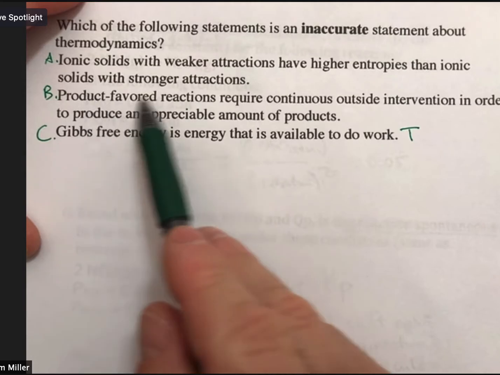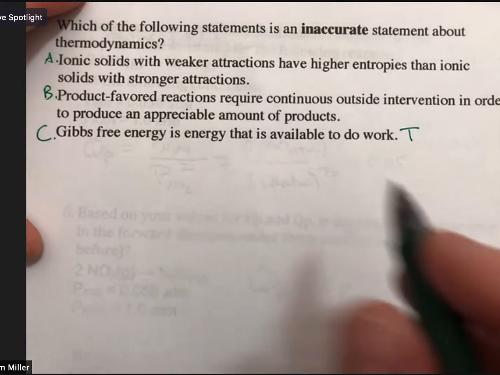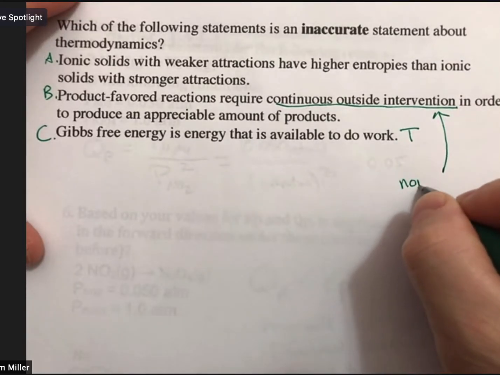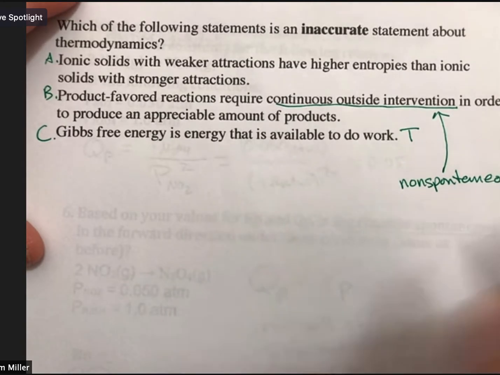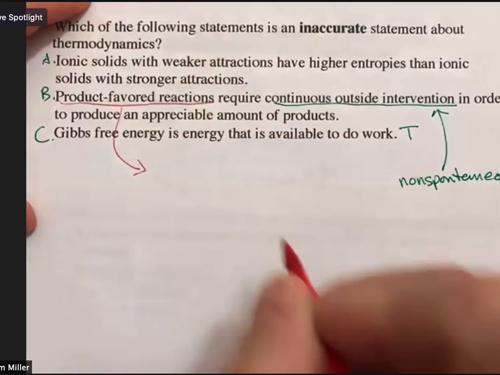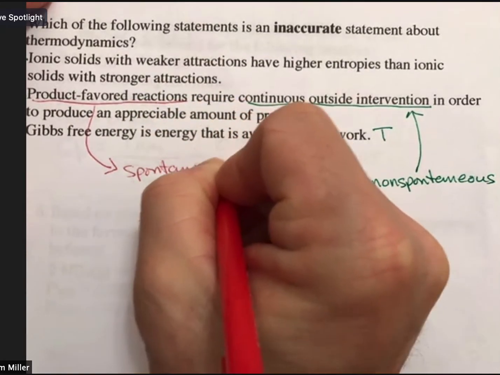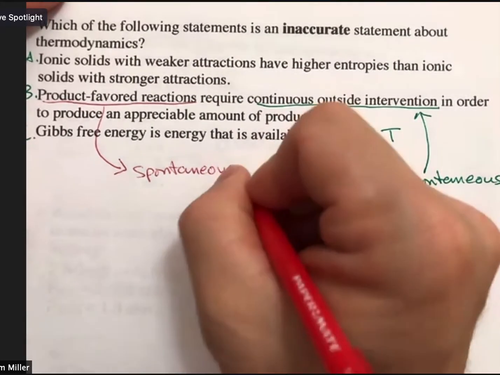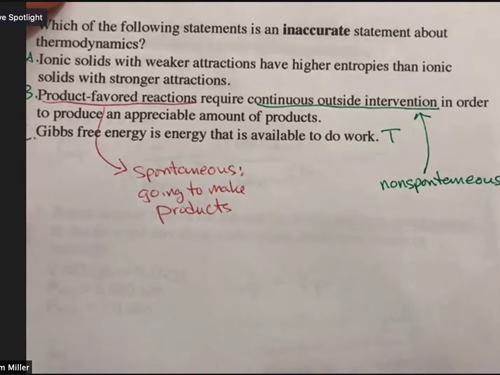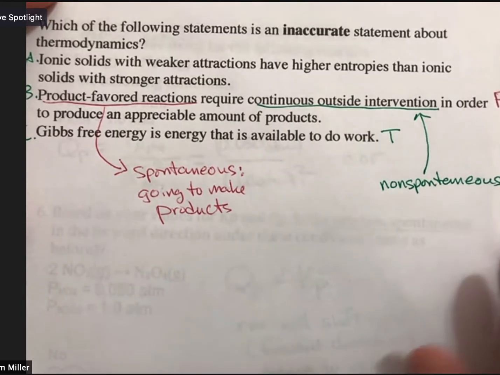So let's go back to B. Product favored reactions require continuous outside intervention in order to produce an appreciable amount of products. The way that I break this down, continuous outside intervention means non-spontaneous, while product favored reactions means spontaneous, right? Because product favored reactions are going to make products. And so if spontaneous reactions require them to be non-spontaneous, this is the one that's inaccurate or false.